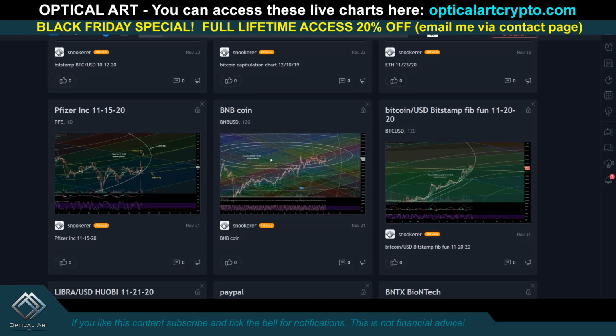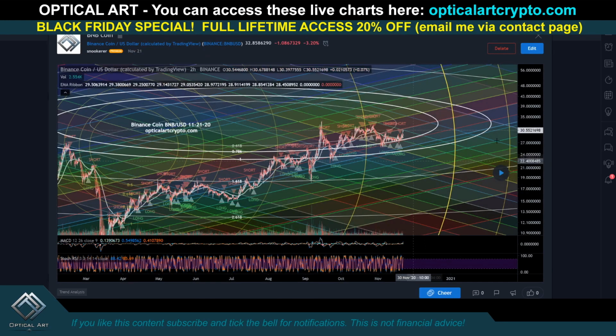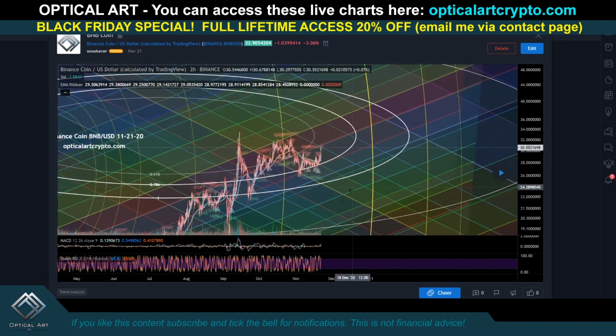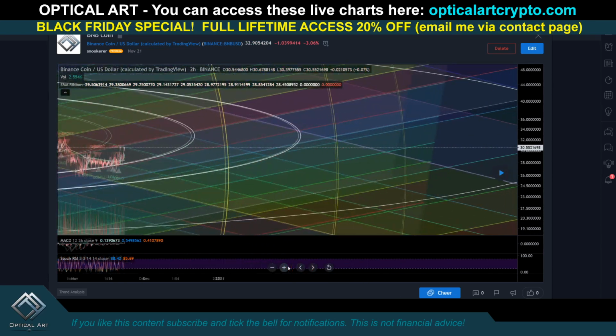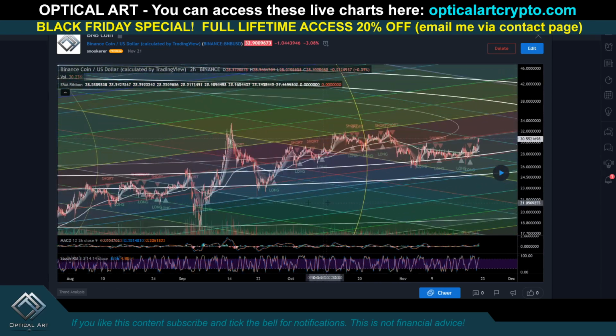So this is BNB coin, and this is pretty interesting. This is just a recent chart I put up. I just added this, so we'll load the actual chart up. But let me show you this right here. Notice we're respecting this white fib circle.